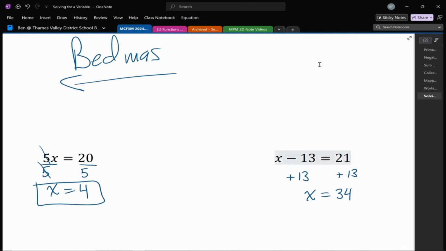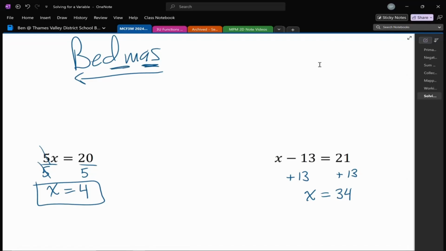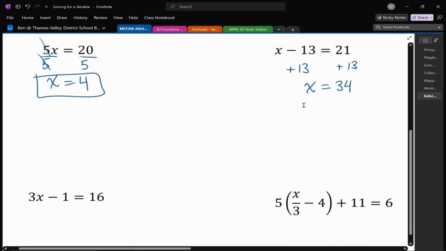Now, that's how we handle it if we have what we call a one-step equation when we're solving, but sometimes we have more than one step, in which case we'll need to make sure we're following our BEDMAS backwards. We'll undo any addition or subtraction before we undo any division or multiplication, before we undo any exponents or undo any brackets. So let's take a look down here.